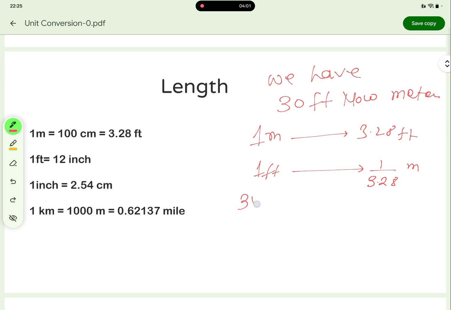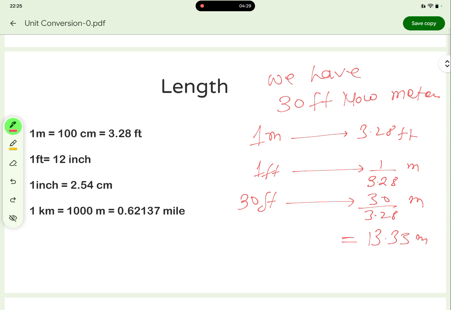So now we have 30 feet. Simply, 30 divided by 3.28 meter. If you do the calculation, you will get some value. Let me do the calculation, 30 divided by 3.28, right? You will get 9.14 meter. This is one of the calculations.